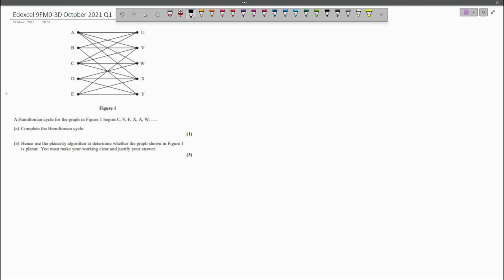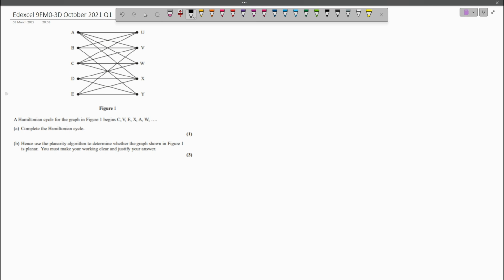Today we're attempting question 1 from the October 2021 Edexcel decision maths paper. We're told we've got a Hamiltonian cycle on the graph in figure 1, and that it begins C, V, E, X, A, W, etc. We're asked to complete the Hamiltonian cycle.